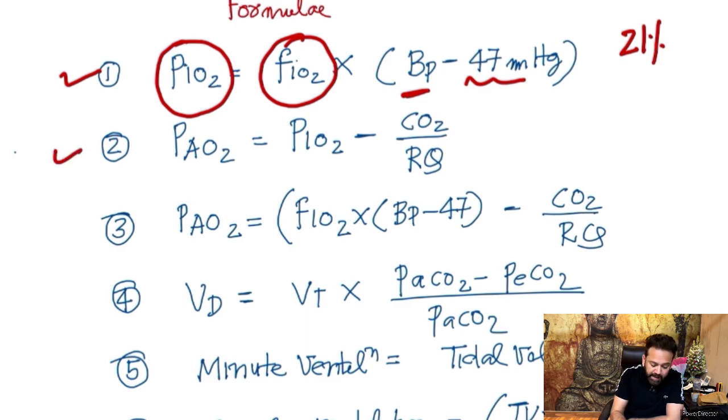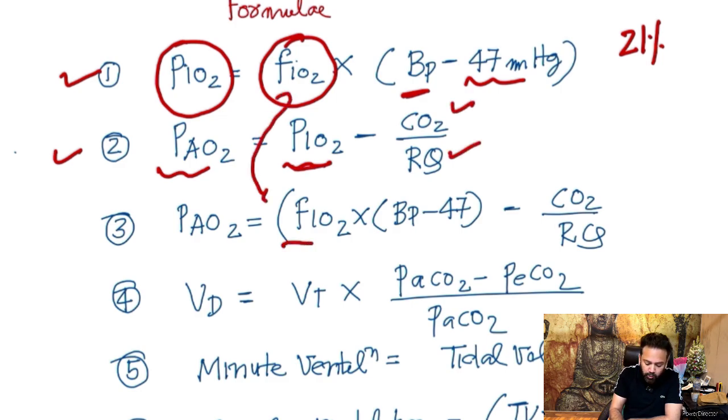Number 2 is P capital AO2. When we say capital A, it is alveolar. When we say small a, it is arterial. So when you want to calculate alveolar pressure, the formula is PiO2 minus CO2 upon respiratory coefficient. Or you can put PiO2 like this: FiO2 into barometric minus 47, minus CO2 upon RQ.